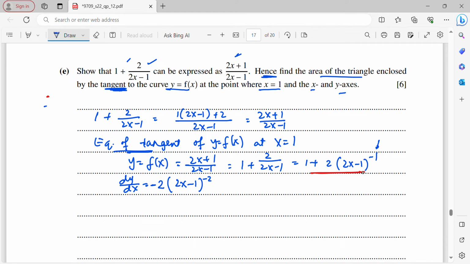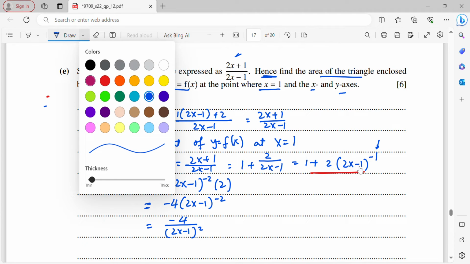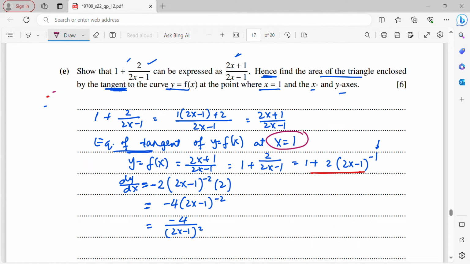Then differentiate the brackets, 2x minus 1 becomes 2. So from here, I will get minus 4 bracket 2x minus 1 to the power of negative 2. And since the power is negative, I can bring it down. It will be negative 4 over 2x minus 1 squared. Okay, now at x equals to 1, what is the dy dx?